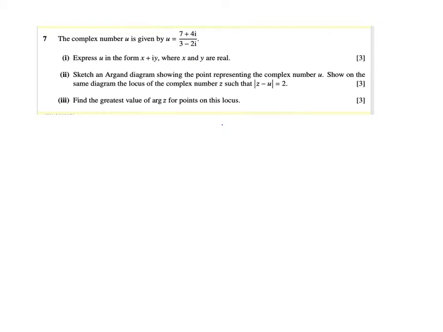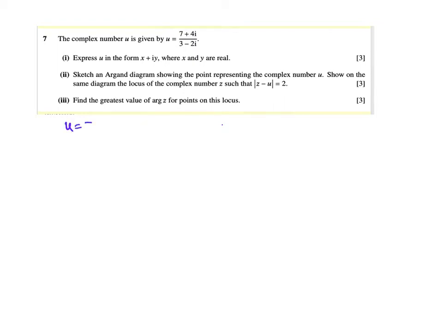Okay, let's do this. First of all, when you have a question like this, a complex number u given by 7 plus 4i over 3 minus 2i, what you have to do is multiply by the conjugate of the denominator so that I can rationalize this complex number. Do this. Have a look.